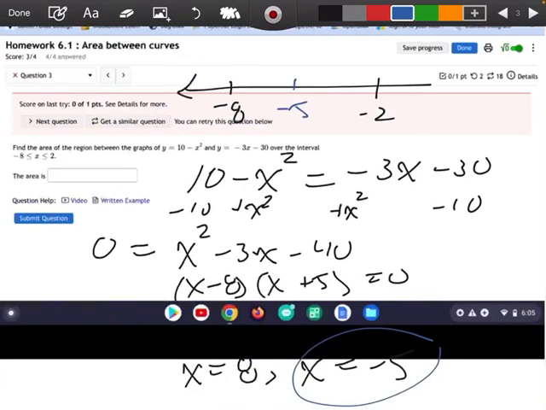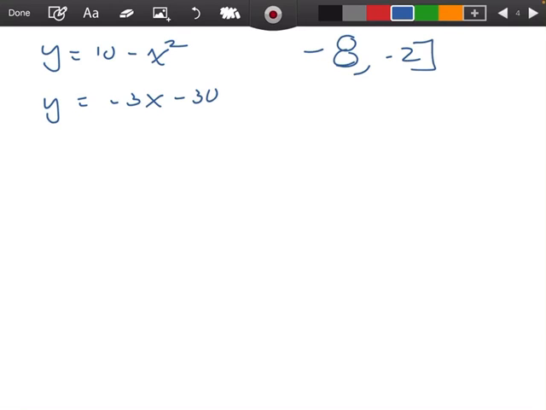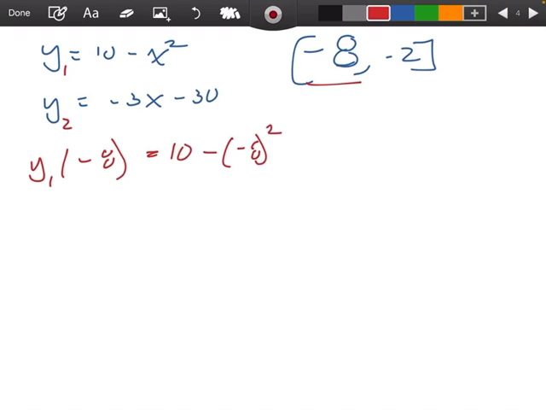So let me see, what are the two functions I have again? y equals 10 minus x squared, and the other one is negative 3x minus 30. And the interval we're looking at is between negative 8 and negative 2. So the way we can figure out which is the top function and which is the bottom function is, let's evaluate it at these endpoints. I'm going to call this y1 and y2 just so that I know I have two different functions here.